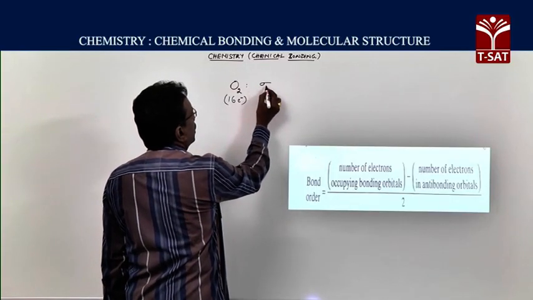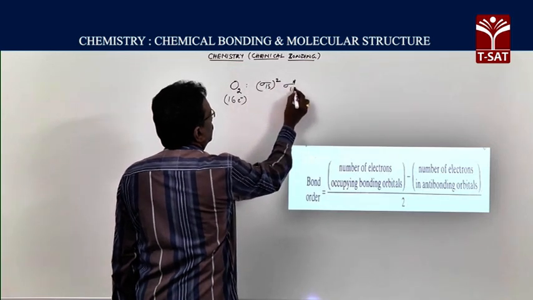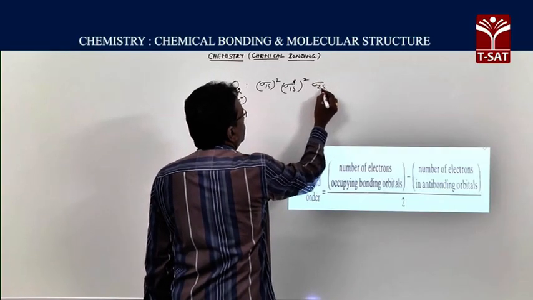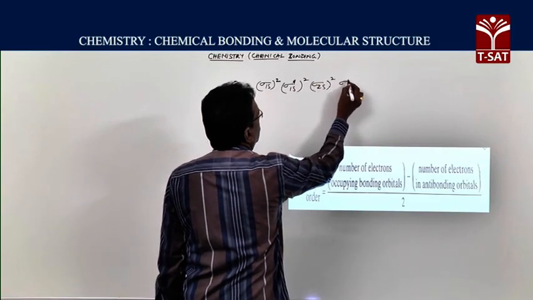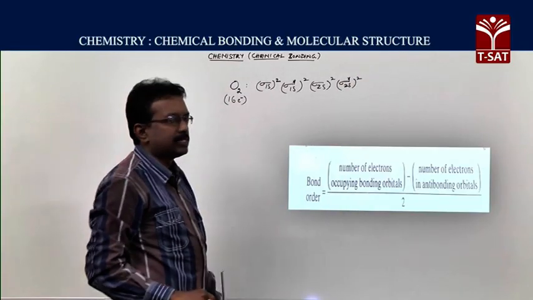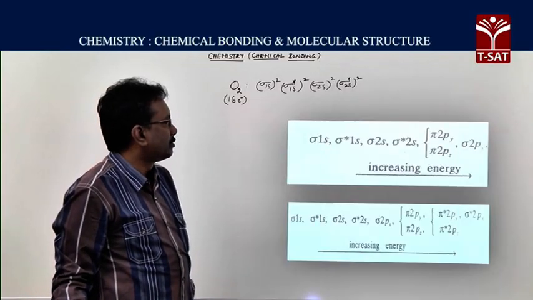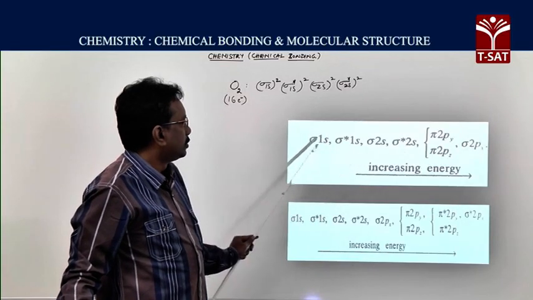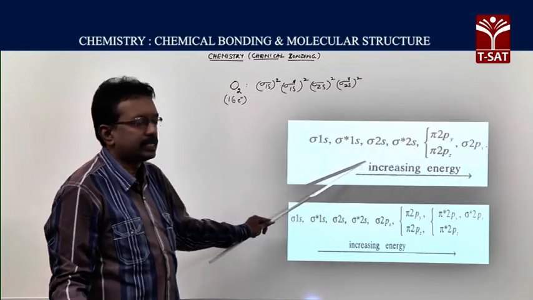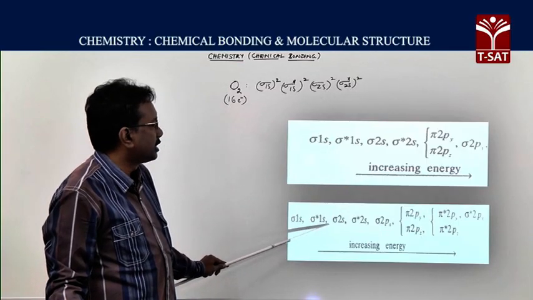Then according to molecular orbital theory, its configuration is sigma 1s2, sigma star 1s2, sigma 2s2, sigma star 2s2. So for oxygen, that is a more than 14 electron system, what type of configuration do we have to follow? This is 2, 4, 6, 8, 9, 10, 11, 12, 14. This is the 14 or less than 14 electron system. This is the more than 14 electron system. That means this configuration we have to write.